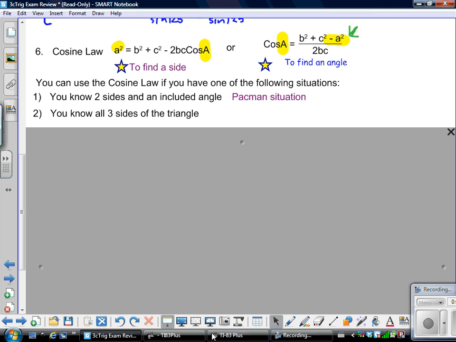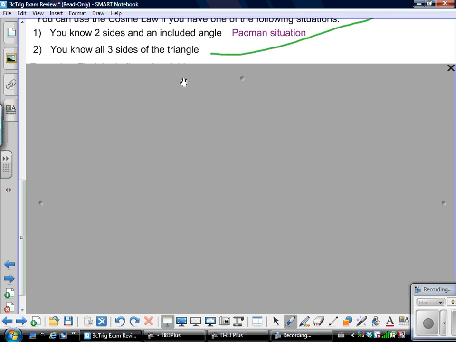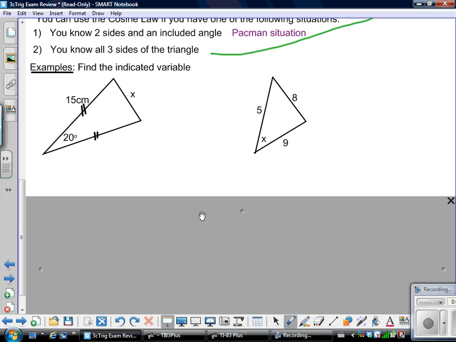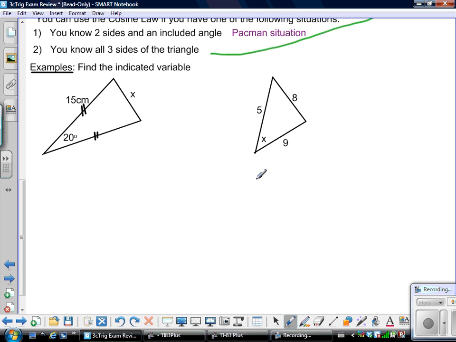And in that case, if you know all three sides, really what you're doing is you're actually using this form of the equation. Okay, so let's take a look at some examples here. Okay, and we're going to look at the first one. So what I'm going to do is I'm just going to move this one out of the way for a second and then I'll put it back.